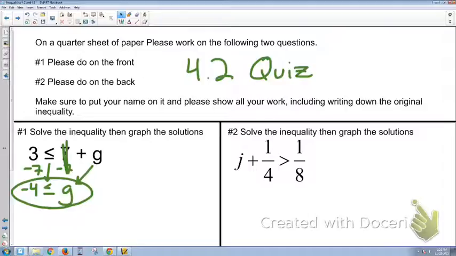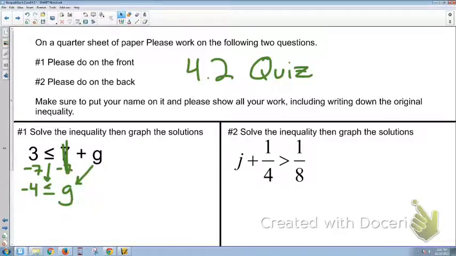Now the part about graphing this that a lot of you did wrong was you just drew the graph, filled in the circle, and went this way. But this is wrong because the variable g is being represented by the arrow. In other words, the arrow is highlighting all of the possible solutions for g. And g is a number that's bigger than negative 4, not smaller than negative 4. So here's how we do this, okay?